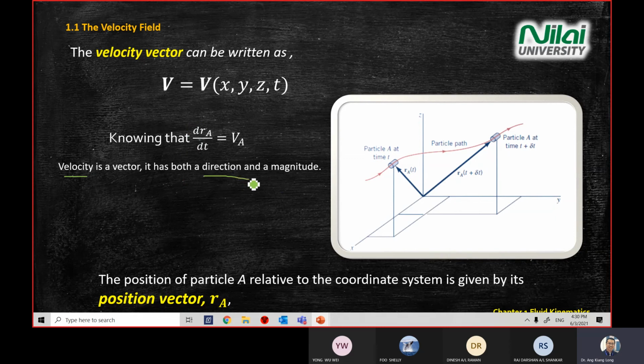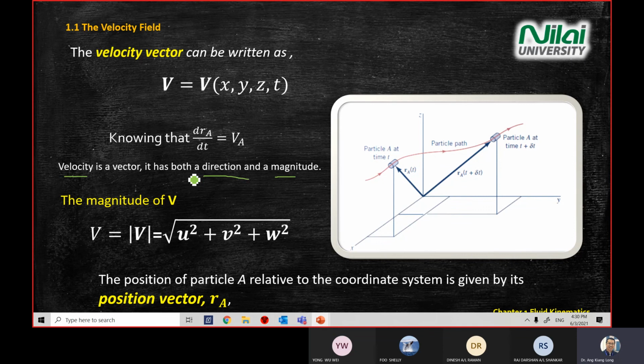Velocity always has direction and magnitude. If you're given a vector, you're able to find the magnitude by this equation. You take the square root of the u component, the v component, and the w component: u squared plus v squared plus w squared. So this is the vector magnitude. And we always have a positive magnitude.